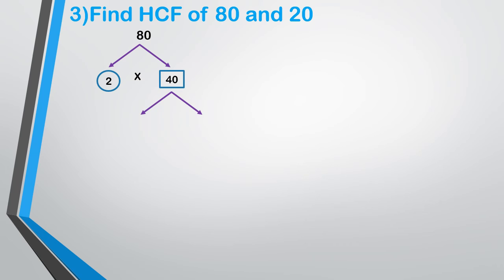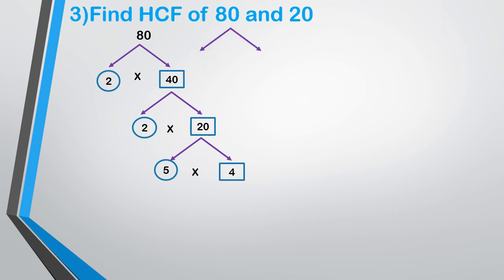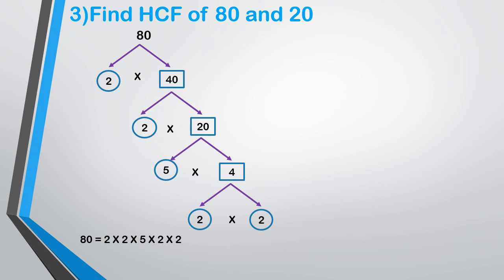Then for 40, we can split into 2 20s are 40. Again 2 we can stop here. For 20, 5 4s are 20. Then 5 we can stop here, but 4 is 2 2s. 2 doesn't have any other factors other than 1 and itself, so we stop here. So 80 is equal to 2 into 2 into 5 into 2 into 2. When we multiply all the numbers, we should get 80. If we don't get 80, we made a mistake.